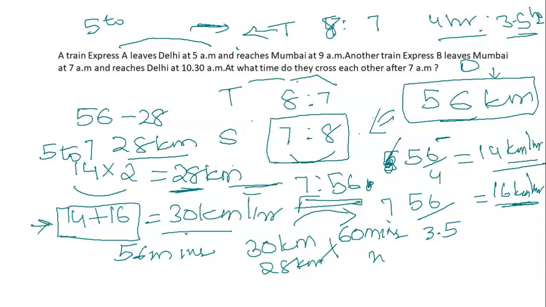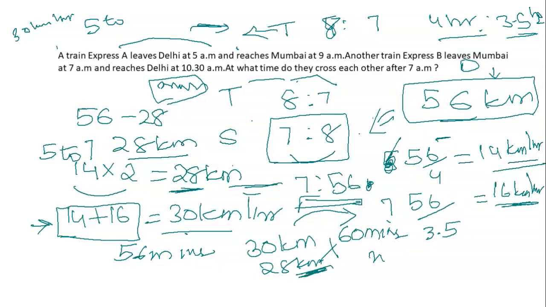The first train itself has already covered half the distance in that time period. So we have only half the distance pending, which is 28 kilometers. These two trains together give a speed of 30 kilometers per hour. 30 kilometers for 60 minutes; that means for 28 kilometers, how much time? Got it?